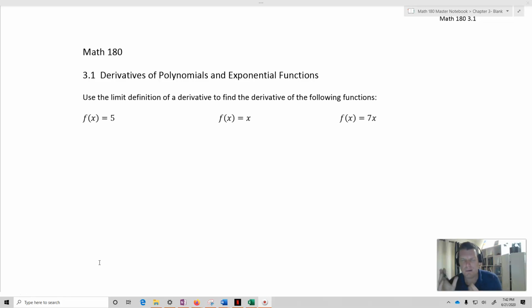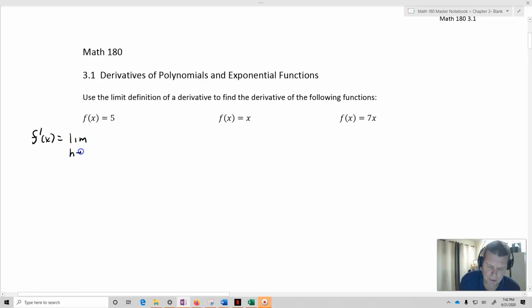Let's take a look at them and see if we can first get a sense of why the rules are the way that they are without going into all the proof. Let's first start out with f of x equals 5, and let's use the definition of a derivative to find the derivative of f of x equals 5. So f prime of x is going to equal the limit as h approaches 0 of f of x plus h minus f of x all over h. That's the definition of a derivative.